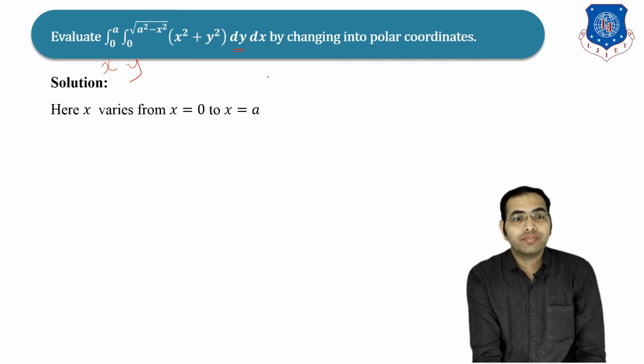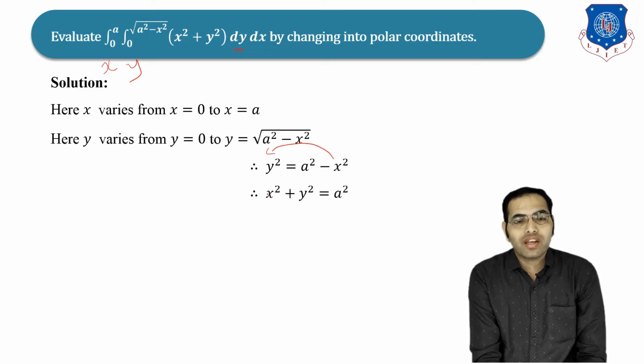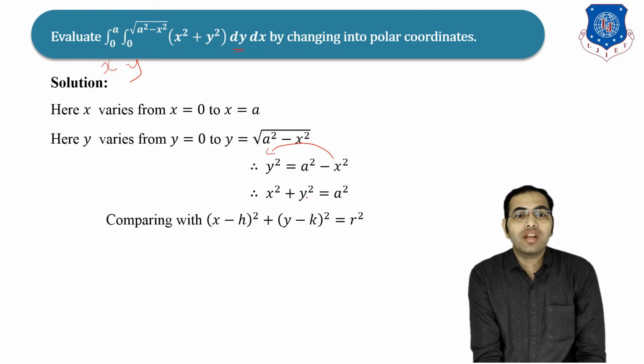Firstly, x varies from 0 to a and y varies from 0 to square root of a square minus x square. Simplifying this term by squaring both sides, y square equals a square minus x square. Bringing x square to this side gives x square plus y square equals a square. You know x square plus y square equals r square, which is the equation of a circle with center 0, 0.